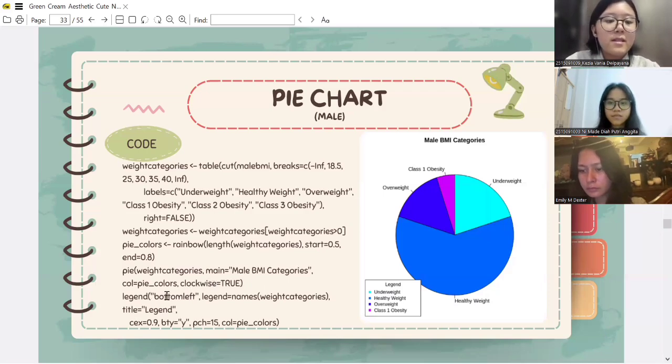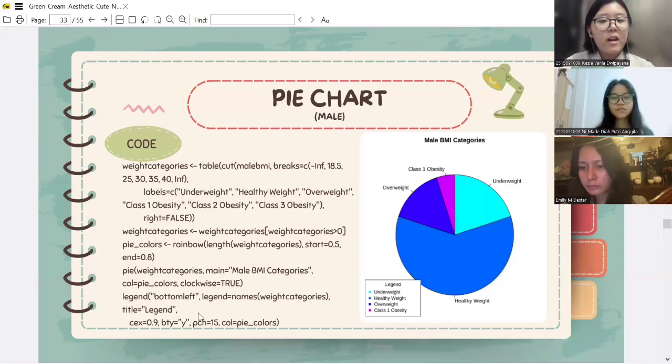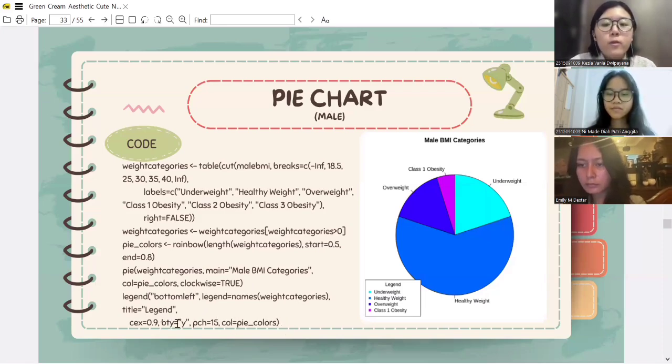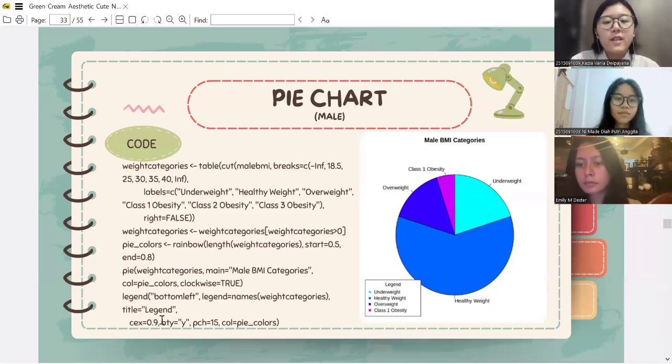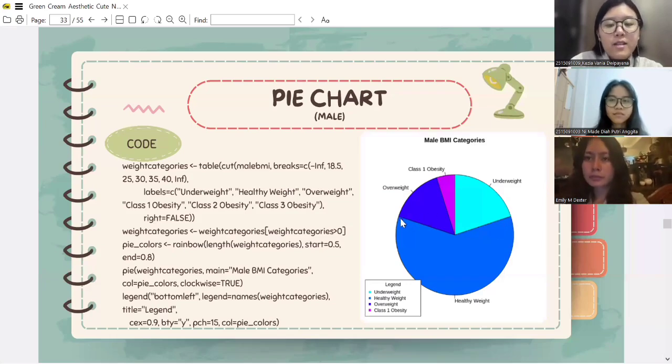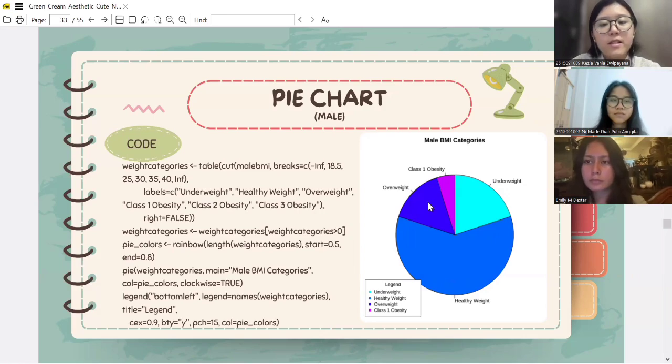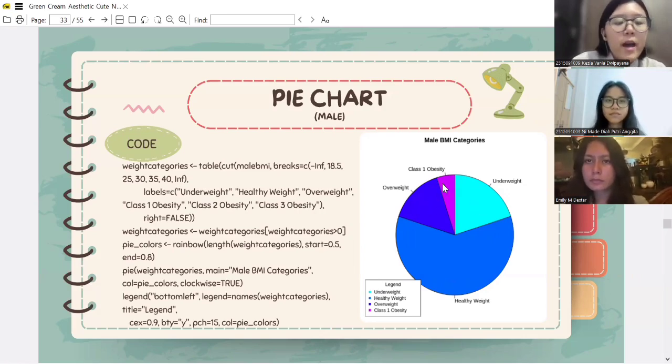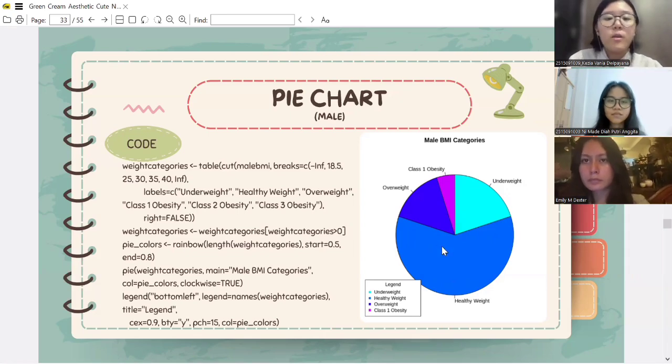Now the legend is placed on the bottom left. It uses the BMI category names as legend labels. Colored squares filled with colors in accordance with the pie slice colors are displayed. And bty equals y to draw a box around the legend, and cex equals 0.9 to slightly reduce the legend text size for readability. As you can see, the healthy weight covers the largest portion of the pie chart. Smaller portions are classified as underweight or overweight, and there's only a small proportion for class 1 obesity and none for class 2 or class 3 obesity.